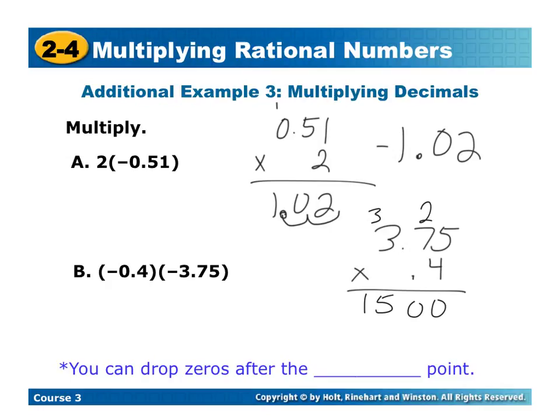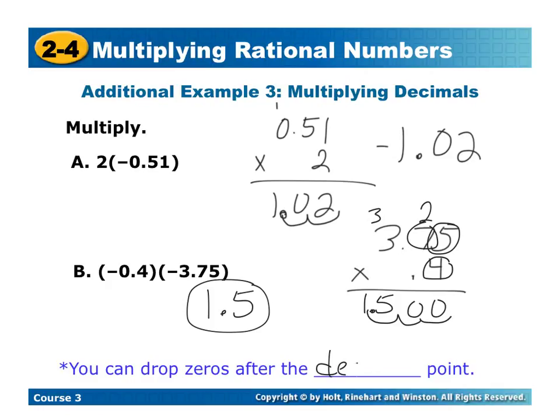Now to determine where our decimal point goes, I'm going to count the number of digits that we have behind the decimal point. In this case there's 1, 2, 3. So it's going to go right between the 1 and the 5. And actually I can just write my answer that way. Now both of these were negative, so it's a negative times a negative, so our answer is going to be positive. So positive 1 and 5 tenths. And just a reminder, you can drop zeros after the decimal point if they come at the end of the decimal and it doesn't change the value.